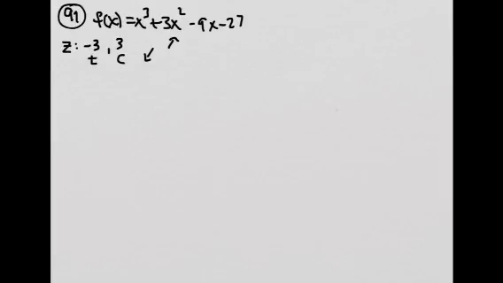Okay, so 91 has 2 zeros. -3 has a multiplicity of 2, so that's why it touches, and 3 has a multiplicity of 1, so that's why it crosses. The end behavior is down, up, because it's a positive leading coefficient with an odd degree. This function is not even and it's not odd, so it's neither. So that helps too, because you know that you're not going to have symmetry with the y-axis, and you're not going to have symmetry with the origin.